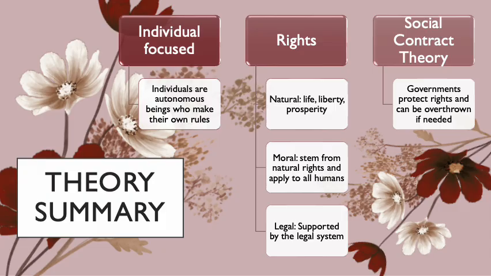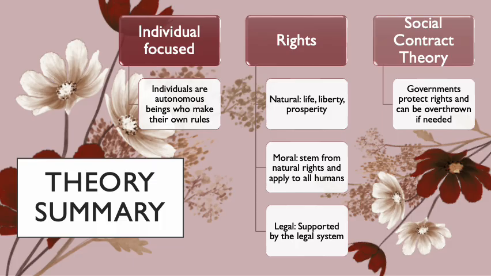Secular natural law is grounded in rights and autonomy. There are natural rights, moral rights, and legal rights. Natural rights are the rights that all humans are entitled to simply for being human. They are often described as life, liberty, and prosperity. Moral rights stem from the natural rights and also apply to all humans. Moral rights are a way of upholding and maintaining these natural rights. Legal rights are supported by the legal system.